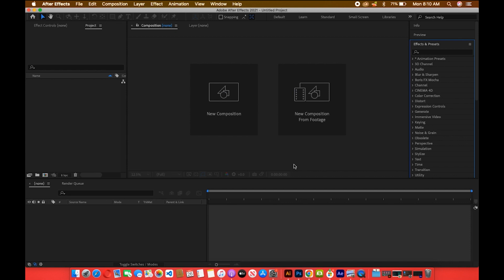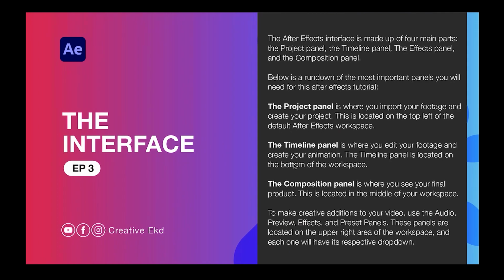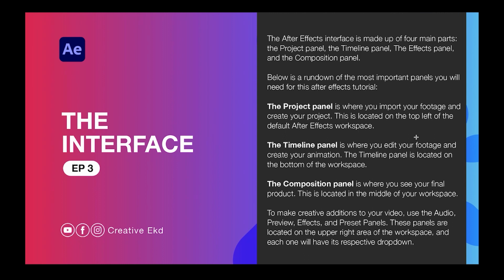All right, so let me just throw more light on each of them separately. Below I'll just run it down so you can understand. The first we have is the project panel. This is simply where you import your footage and you create your project, where you import not only your footage. You can import your logos, import maybe text or Photoshop files. You can also import Illustrator files.